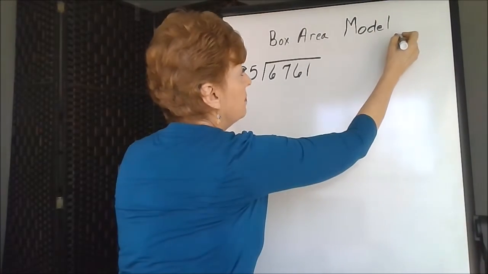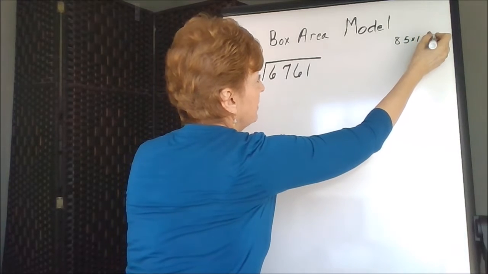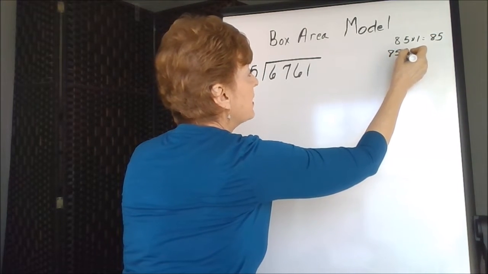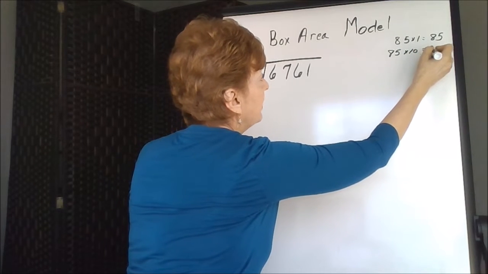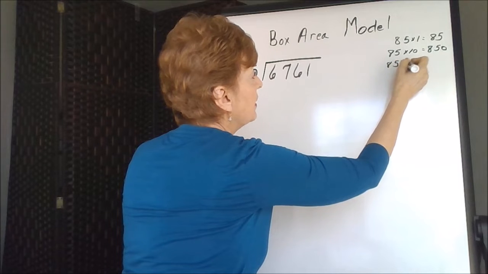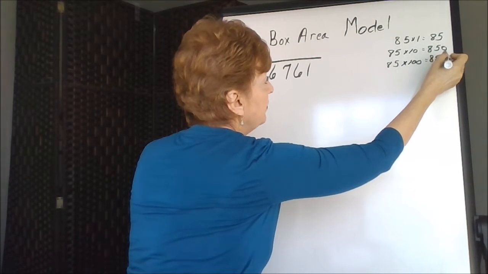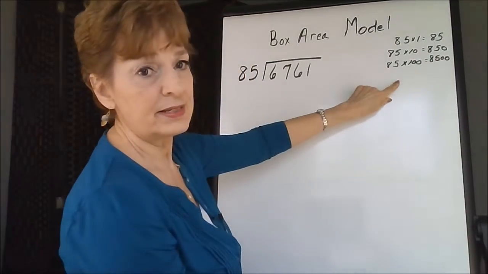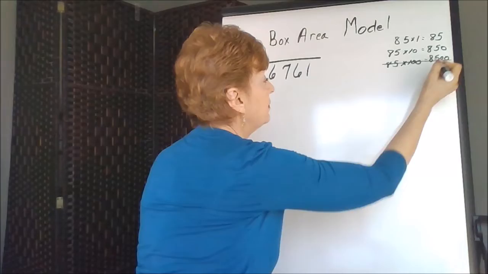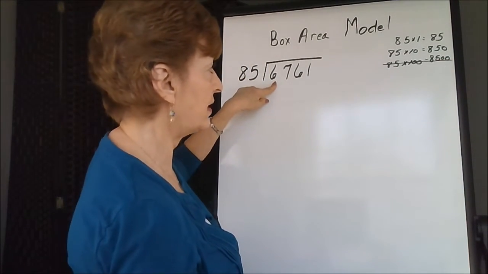Let's make some data banks. 85. 85 times 10 would be 850. 85 times 100 equals 8,550. That one's going to be too large. We're not going to need that number. We won't be able to take 8,500 out of this.